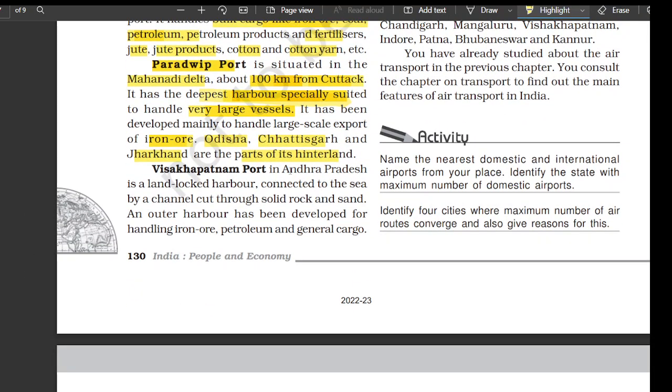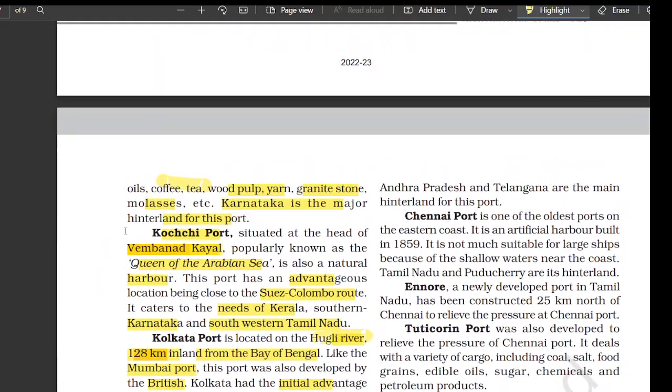Vishakhapatnam port in Andhra Pradesh is a landlocked harbor connected to the sea by a channel cut through solid rock and sand. An outer harbor has been developed for handling iron ore, petroleum, and general cargo. Andhra Pradesh and Telangana are the main hinterland for this port.